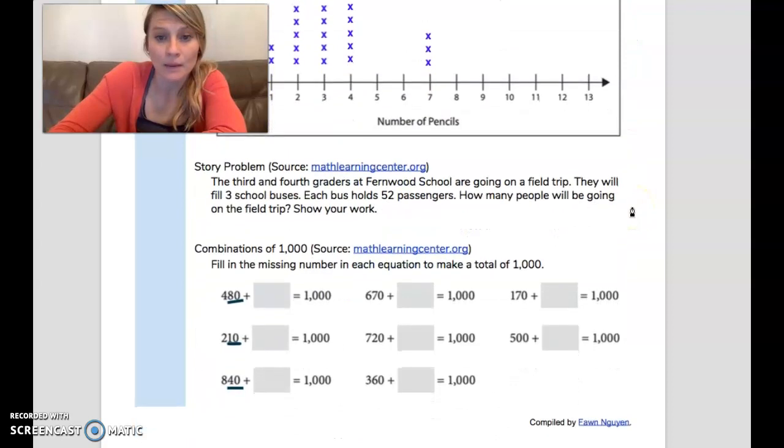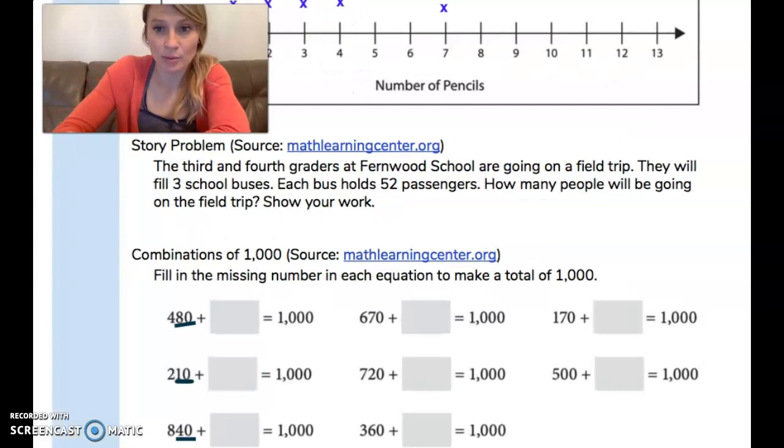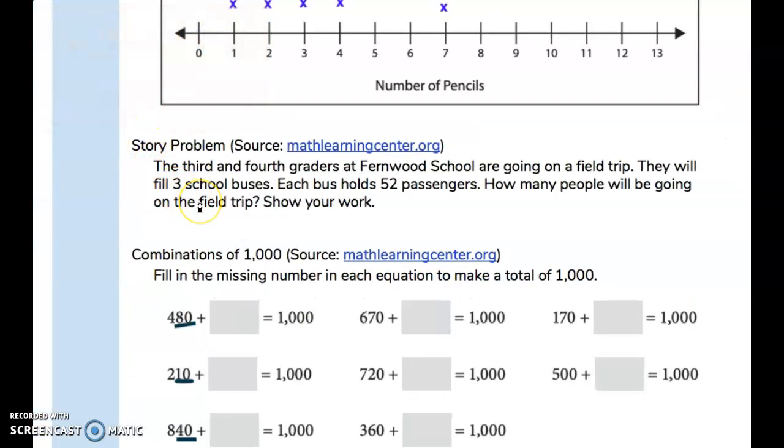All right, we're going to move on to our story problem. So in this story problem, I'm going to zoom in a little bit, a little too far for this problem. The 3rd and 4th graders at Fernwood School are going on a field trip. They will fill 3 school buses. Each bus holds 52 passengers. 52 passengers, and how many buses? 3 school buses, right? How many people will be going on the field trip? The total. Show your work.